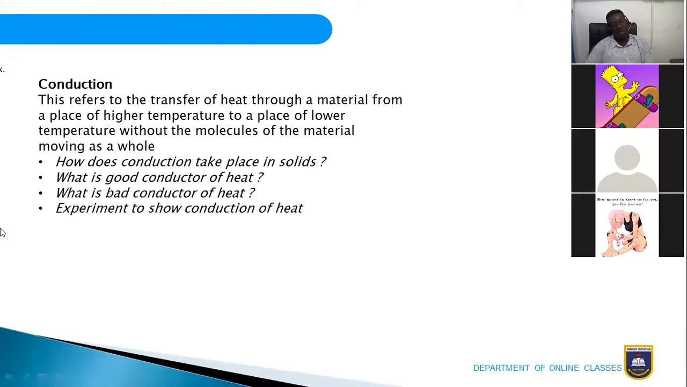Without any difficulty. So go and research on the experiment to show conduction of heat. Go and research on it. So basically, a good conductor is the one that allows heat to readily flow through without any difficulty, and a bad conductor of heat is the one that doesn't allow heat to flow through easily.